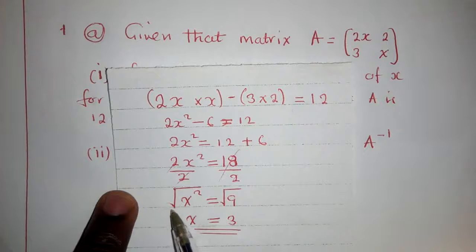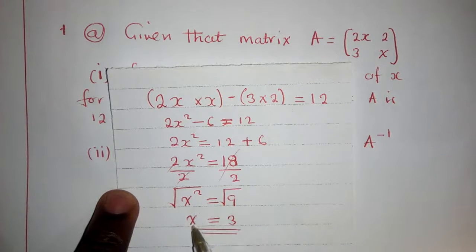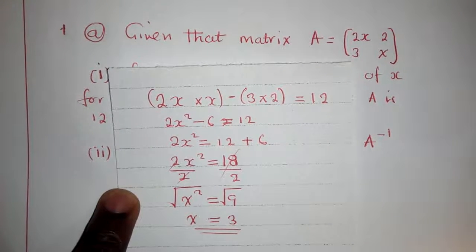We find the square roots of both sides. So here we remain with x, this power disappears, and the positive value of x is 3, because here it's giving us two answers, negative 3 and 3, but we get the positive value, which is 3.